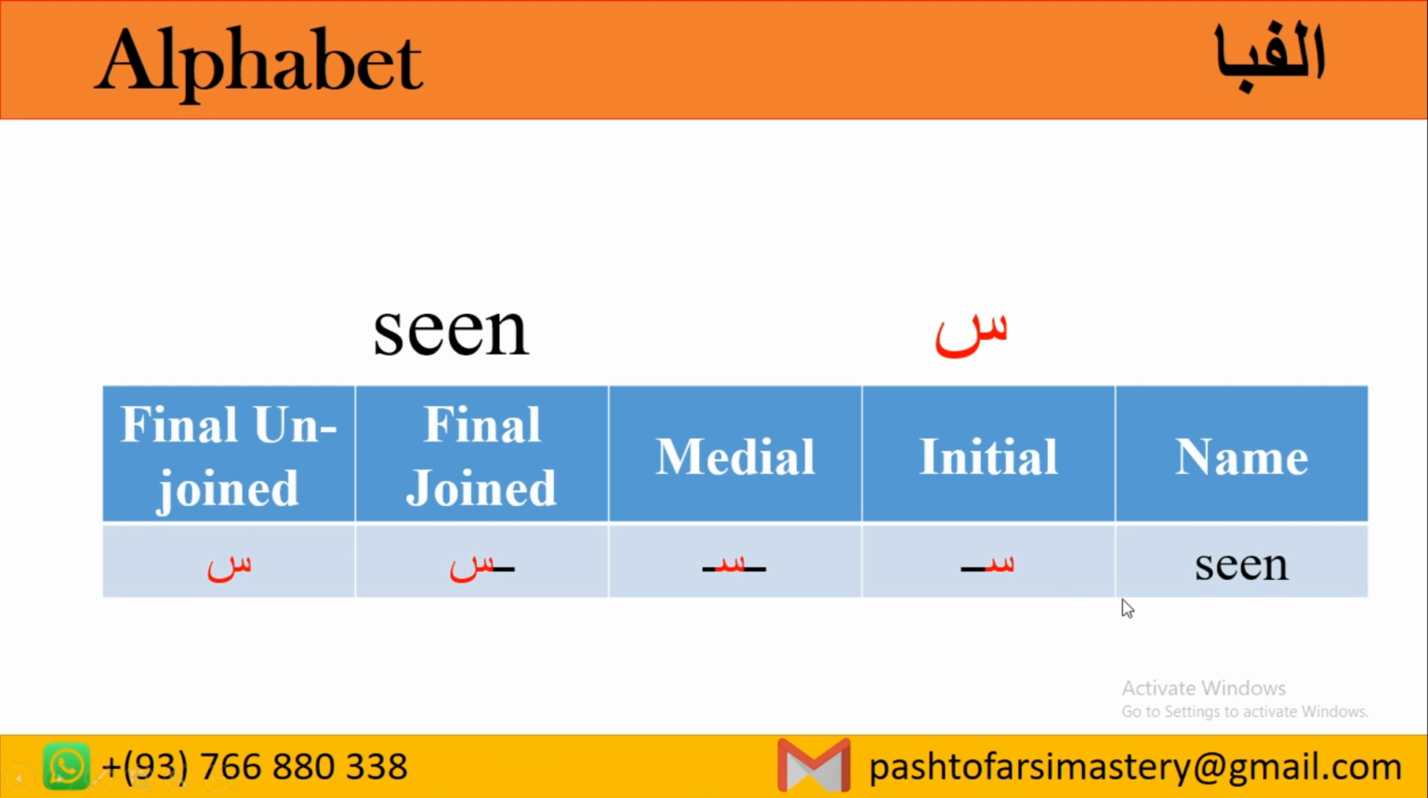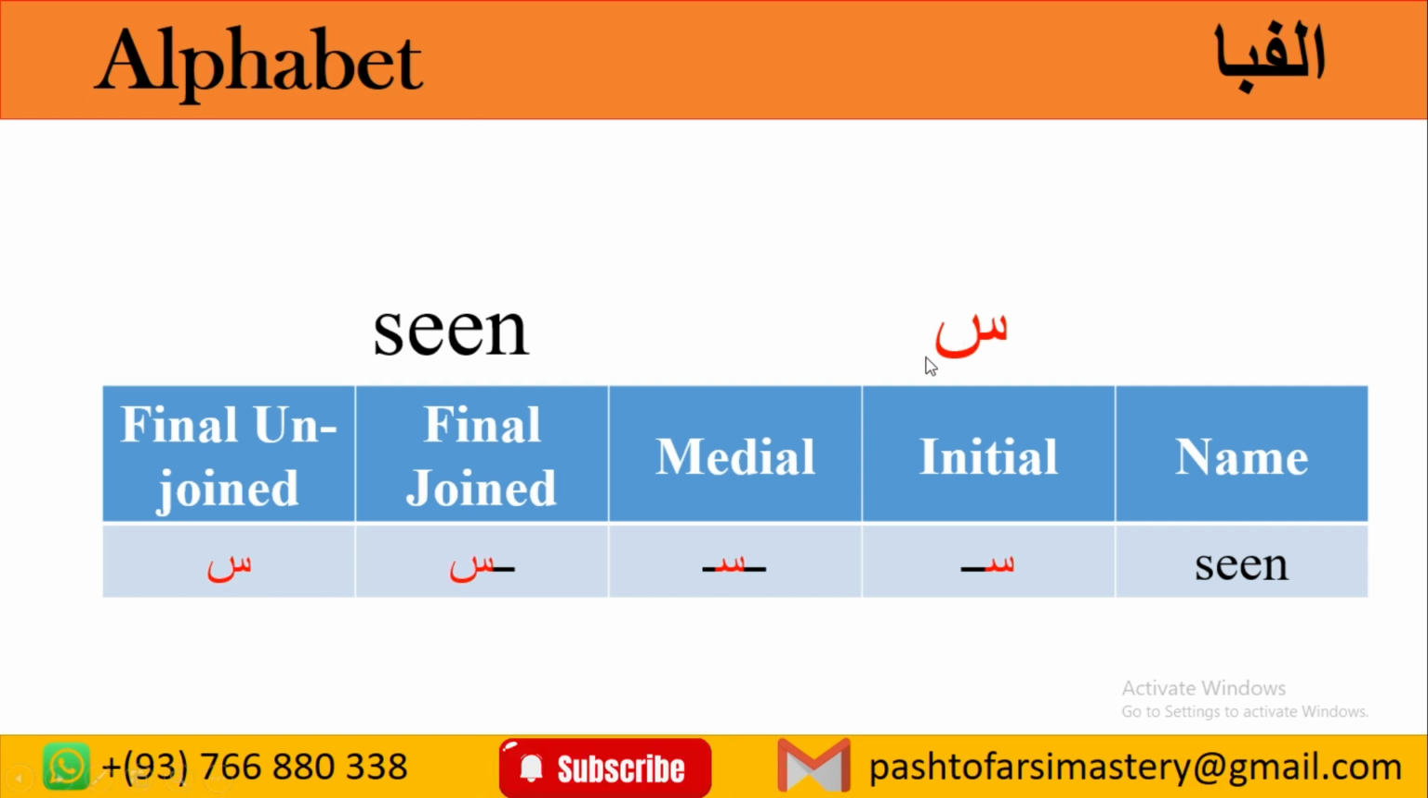The initial style is like this one, in the middle it comes like this, the final joint is this one, and the final unjoint is this one. Sin is also from the second category, which comes at the beginning, middle, and end of words. It means with this letter we can also connect other letters to the left and to the right. When it comes at the beginning and in the middle, the style changes. Simply, the below part of the letter is removed.